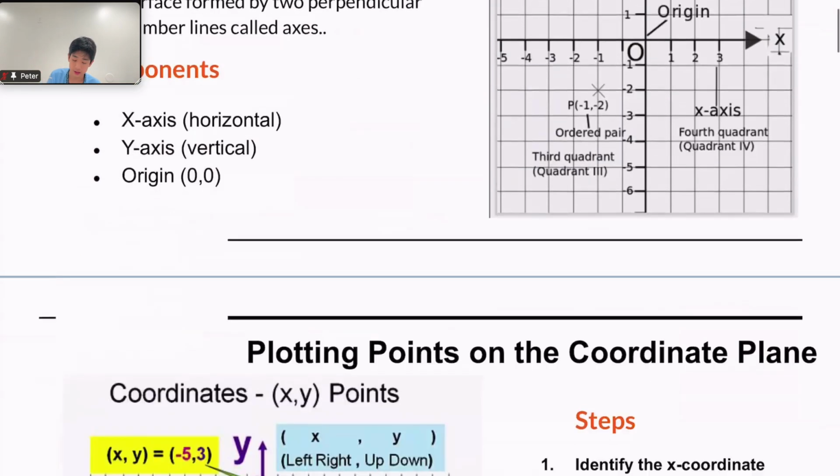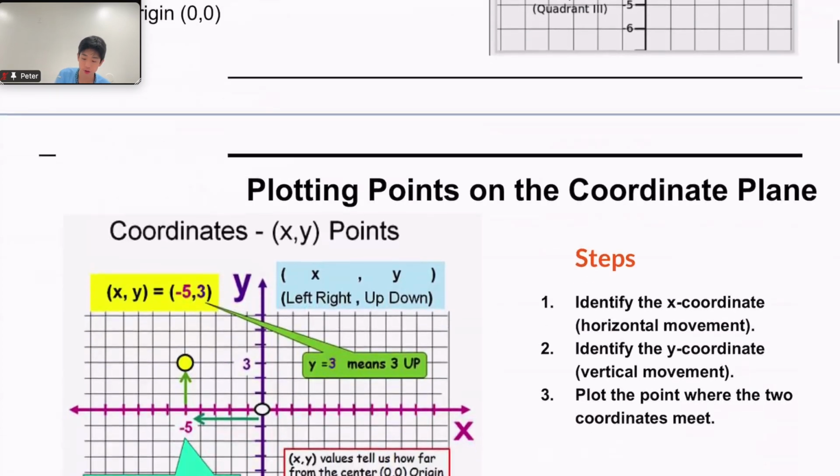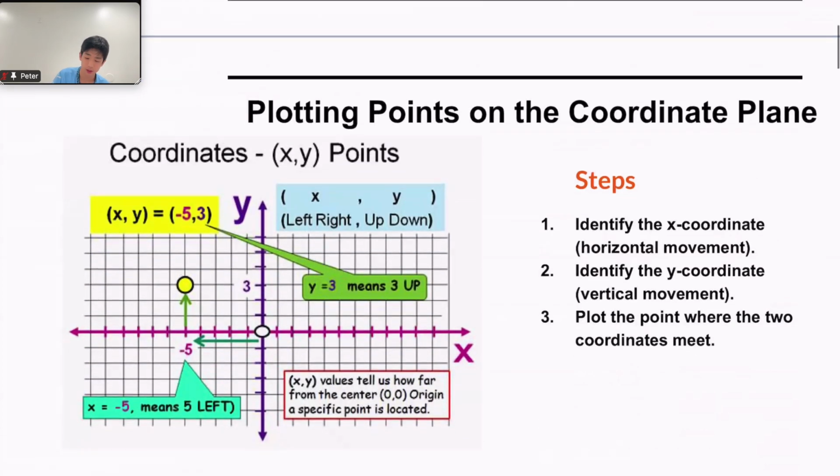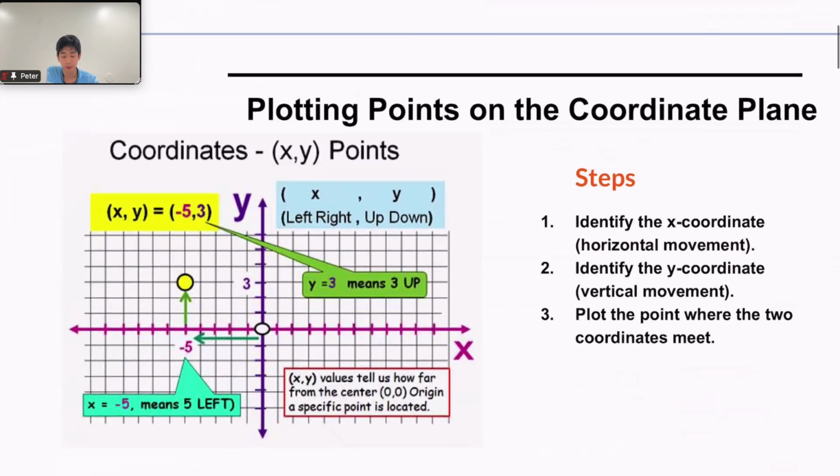Second, now let's take a look at the first real topic here today: plotting points on the coordinate plane. First, we're gonna identify the x-coordinate, which is the horizontal movement. Then we're gonna identify the y-coordinate, which is the vertical coordinate. Plot the point where the two coordinates meet. So what does that mean? First, we're gonna find the x-coordinate, which is the unit on the x-axis, the horizontal line.